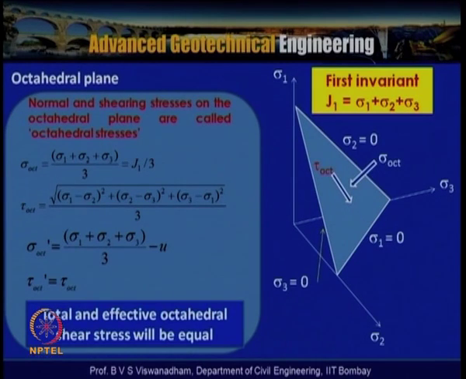So sigma dash octahedral is equal to (sigma 1 plus sigma 2 plus sigma 3) by 3 minus u, and tau dash octahedral is equal to tau octahedral. So the total and effective octahedral shear stresses will be equal, like we have q dash is equal to q. Similarly, here tau dash octahedral is equal to tau octahedral, and sigma dash octahedral is equal to (sigma 1 plus sigma 2 plus sigma 3) by 3 minus u.